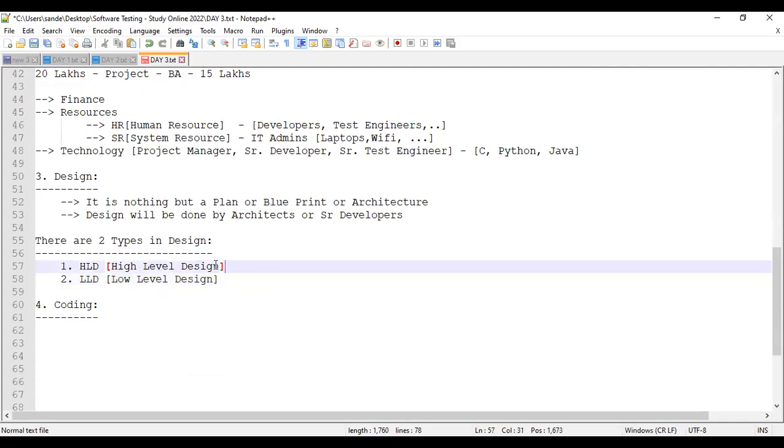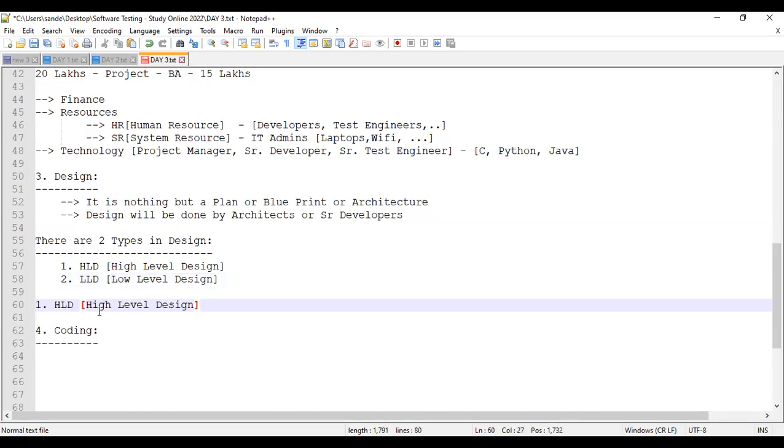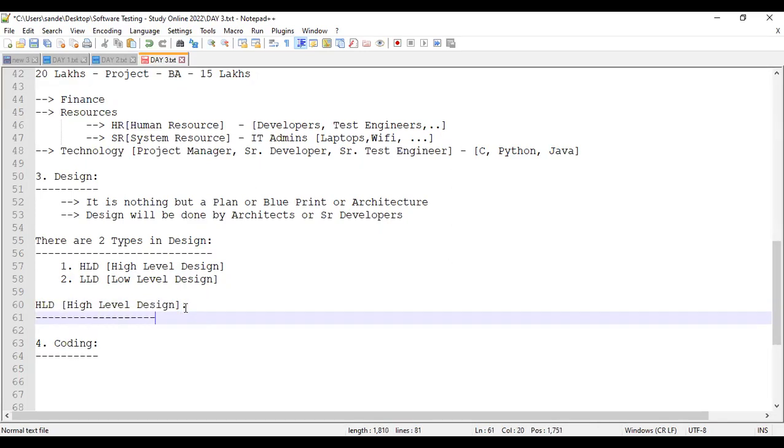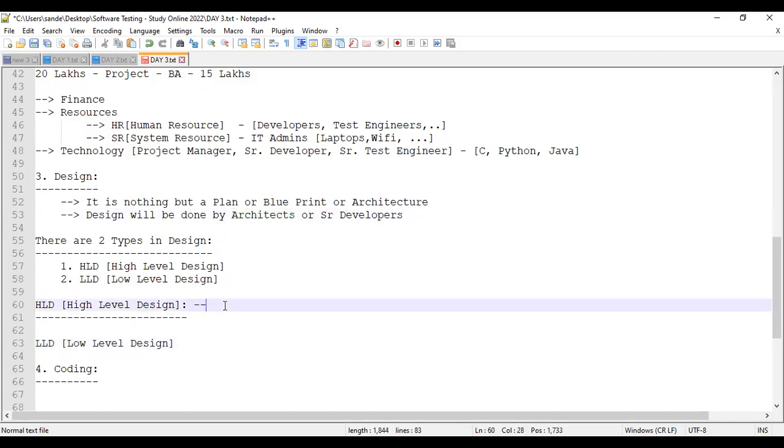Next, sir, who will take care of this high level design? Who will take care of this low level design? I will teach you that. Before that, you only observe. I have just written high level design. Sir, how will high level design look? How will low level design look? Let us take a simple example. This is high level design. This is low level design. Majority of the times, high level design will be done by architects. Guys, some of the times architects will do both, and some of the time senior developers will do both. But majority of the times in IT companies, high level design is done by architects and low level design is done by senior developers.